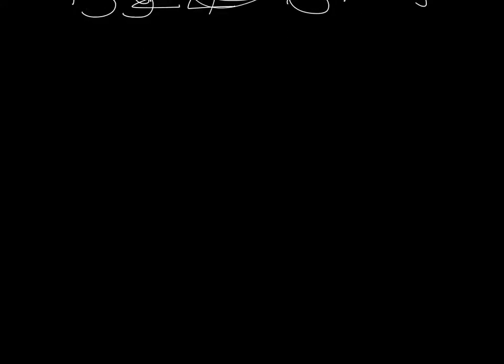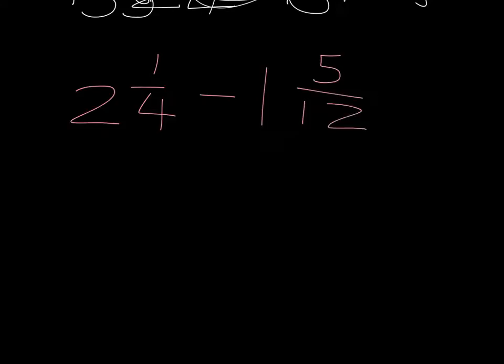Okay, so if we have a subtraction, that would be 2 1/4 subtract 1 5/12. Okay, first thing we've got to do is change it into an improper fraction. Like I said, you don't have to, but it does help out. Okay, so just do it. So we go 2 times 4 is 8. 8 plus 1 is 9. Okay, 9 over 4 subtract, and 1 times 12 is 12 plus 5 is 17. So we go 17 over 12.